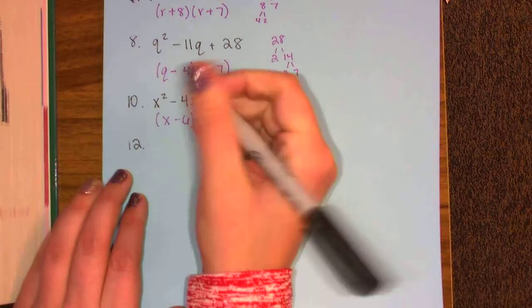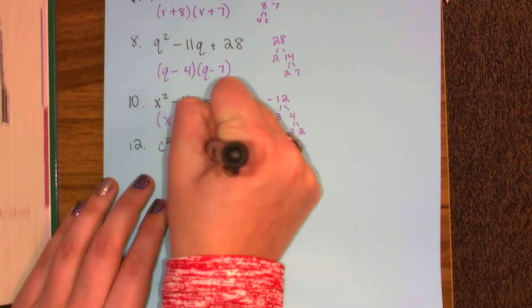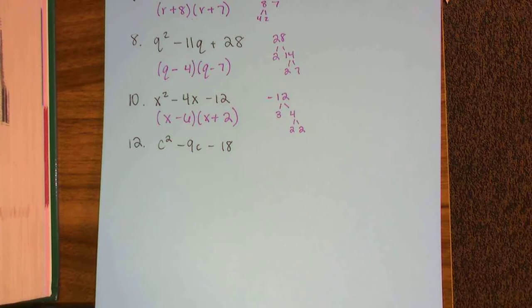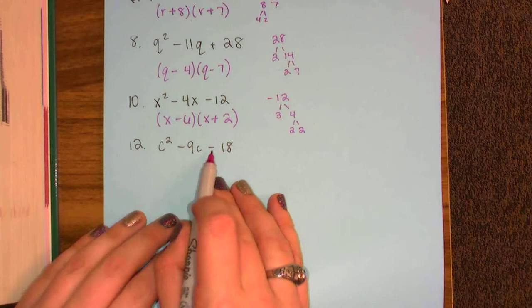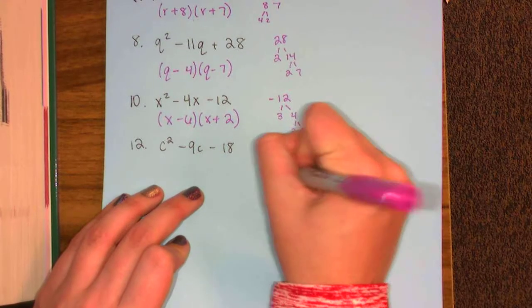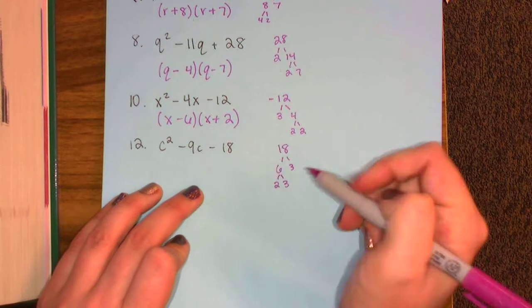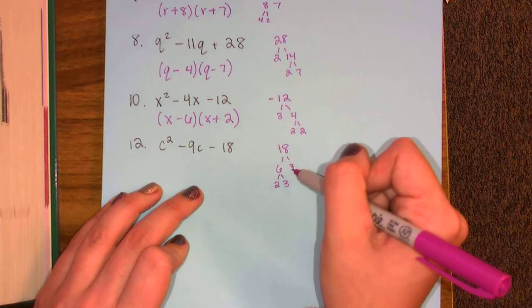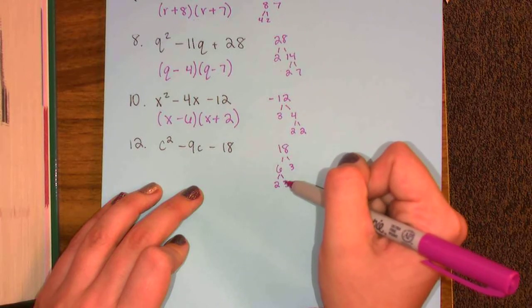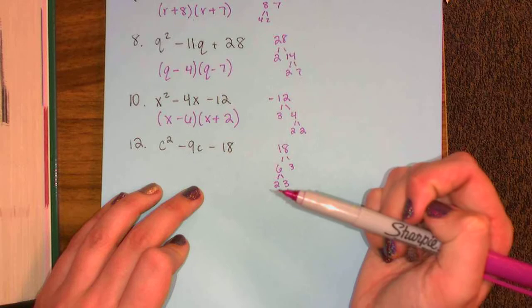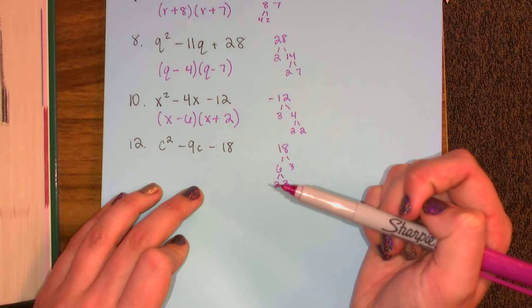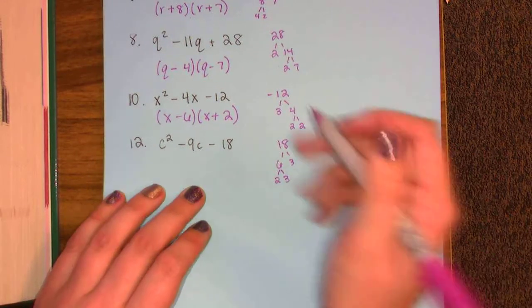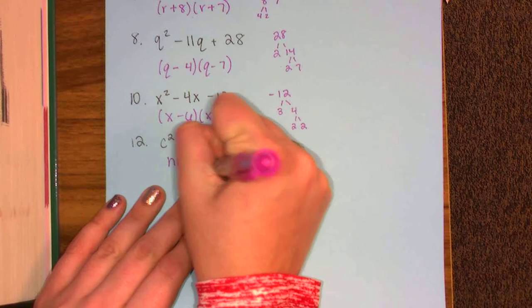Alright, 12c squared minus 9c minus 18. So I need to get factors of negative 18 that give me negative 9. So basically I'm going to need one factor that's positive, one factor that's negative because of this being negative. So 18, I have 6 and 3, or 2 and 3. So I could do 9 and 2, but that would give me 11. I could do 6 and 3, that gives me 9, but only if I add them together or subtract both, and that won't work with 18. And so it kind of looks like that's all my options. So nothing works, so we would say not factorable.